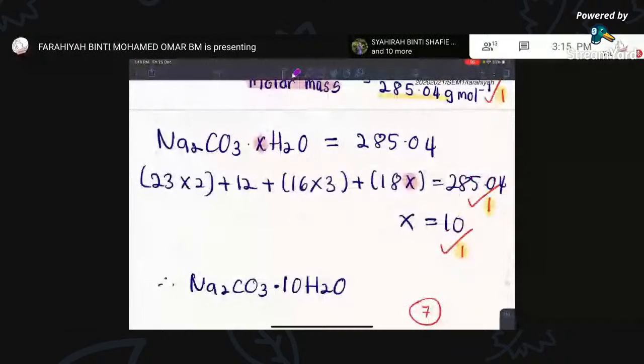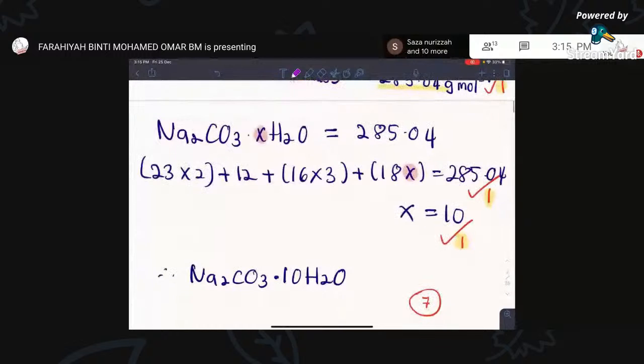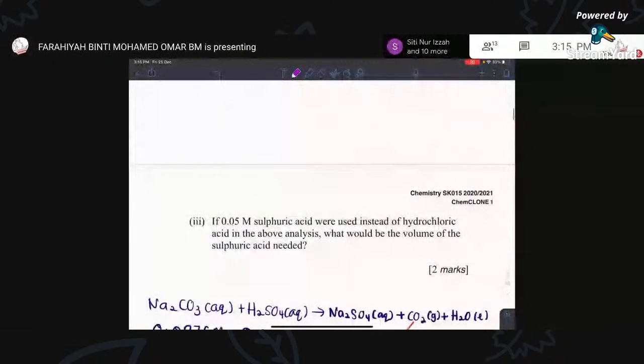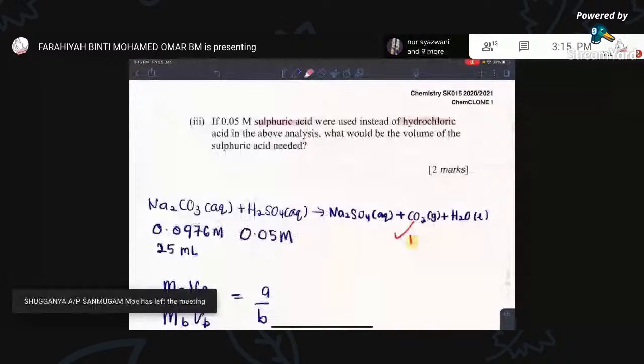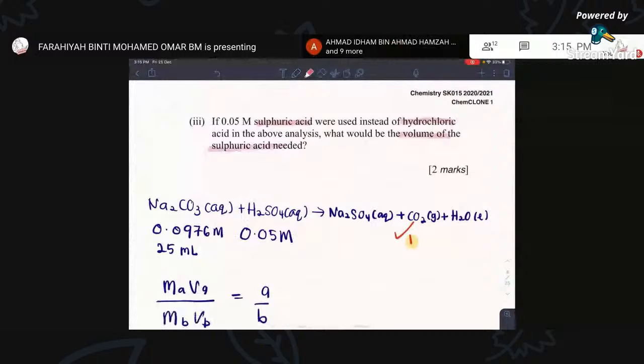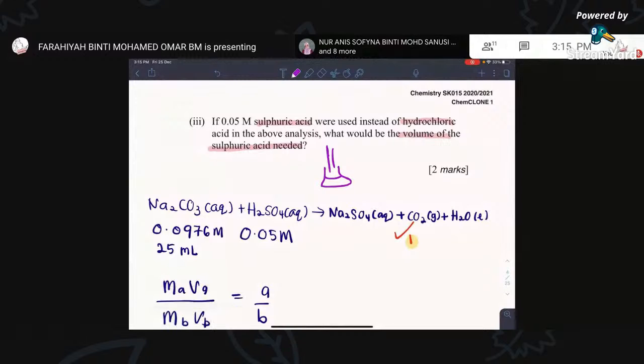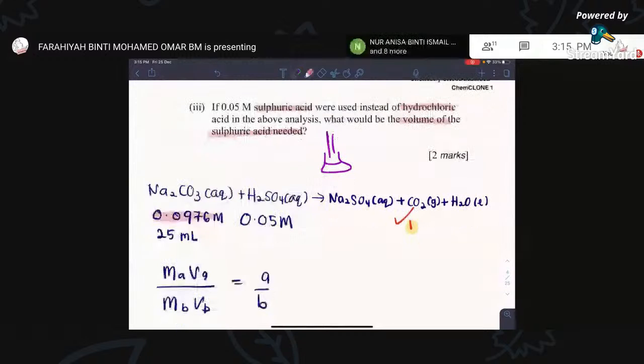Okay, settle. So total will be 7 marks. Next, for question 3, it changes from hydrochloric acid to sulfuric acid. So dia tanya volume of the sulfuric acid needed. Needed untuk apa? Needed untuk you punya titration.